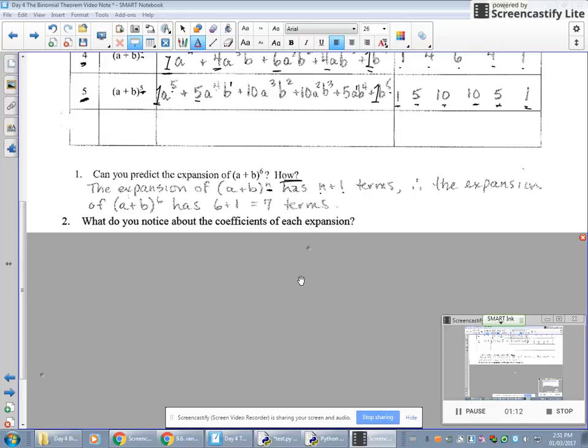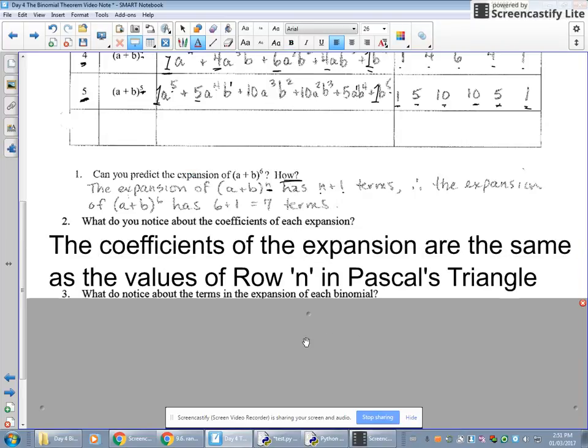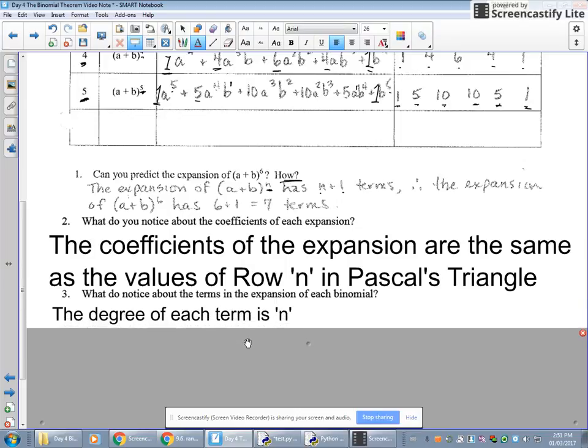All right, so what do we notice about the coefficients of each expansion? The coefficients of the expansion are the same as the values of row n in Pascal's triangle. Row 5 of Pascal's triangle is 1, 5, 10, 10, 5, 1. And those are the coefficients of our binomial expansion, 1, 5, 10, 10, 5, 1. So we spoke about that. Last question. What do you notice about the terms in the expansion of each binomial?